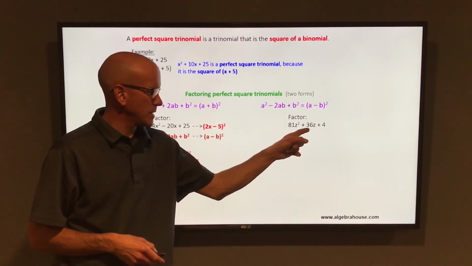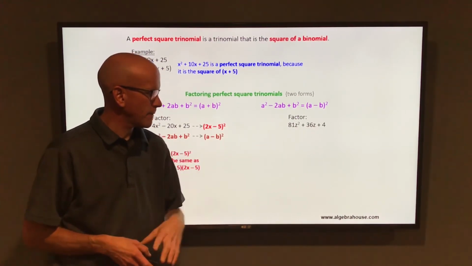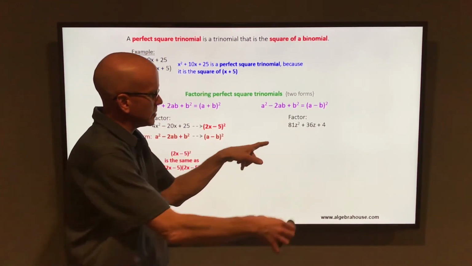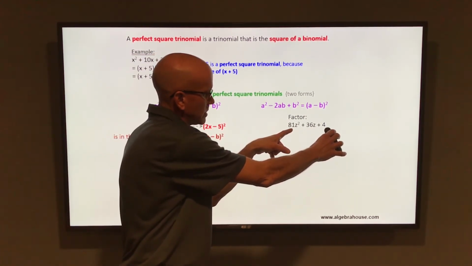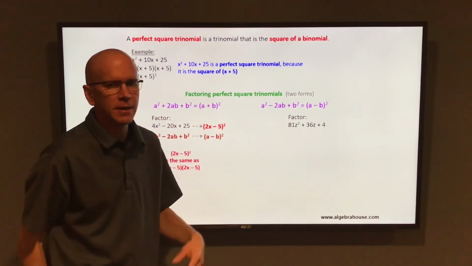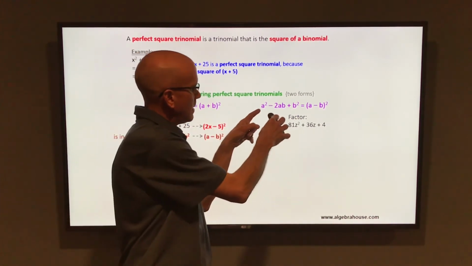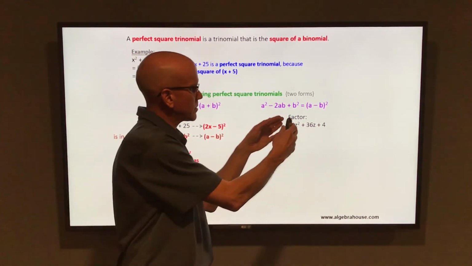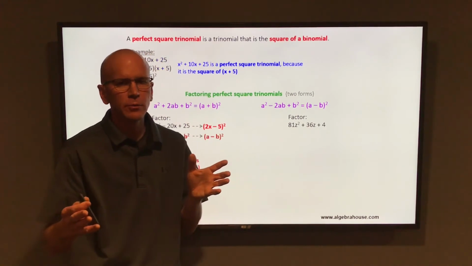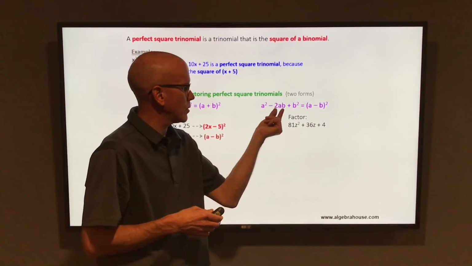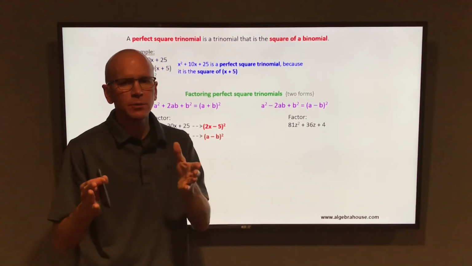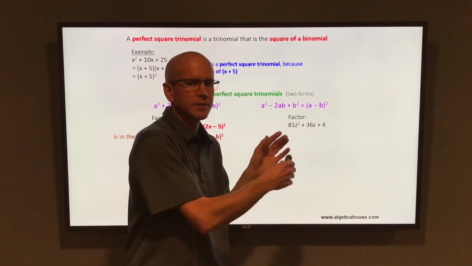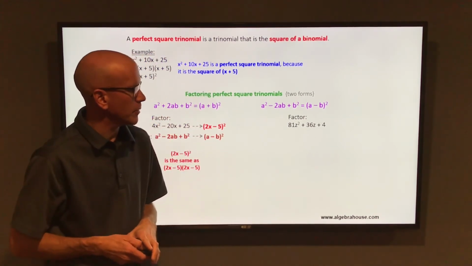Next one up, 81z squared plus 36z plus 4. That is a perfect square trinomial because you have perfect squares on the ends, 81z squared and 4. Those are perfect squares. And again, thinking about a and b, if a squared is 81z squared, a would be 9z. And if b squared is 4, b would be 2. So 9z times 2, or in other words, a times b. 9z times 2 is 18z, multiplied by 2 is this 36z. So this fits the bill for the perfect square trinomial.